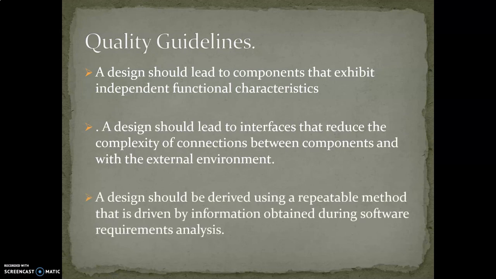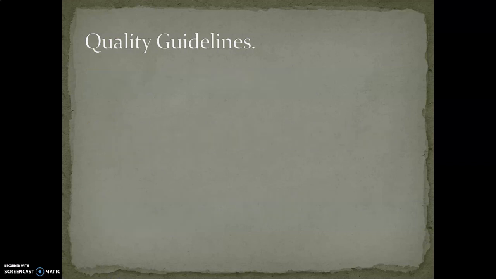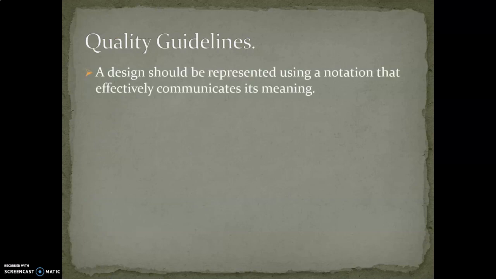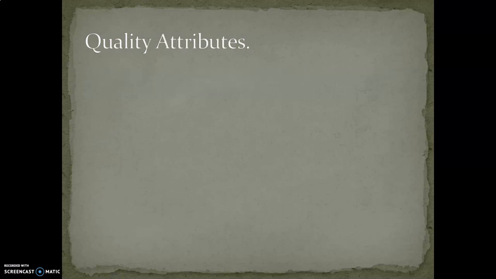A design should be derived using a repeatable method that is driven by information obtained during software requirement analysis. A design should be represented using a notation that effectively communicates its meaning. So these are the quality guidelines that are to be followed while designing software.